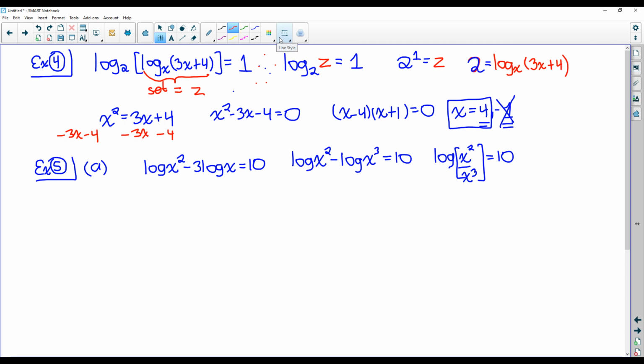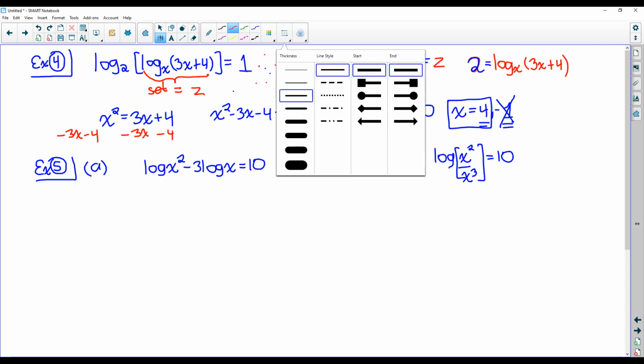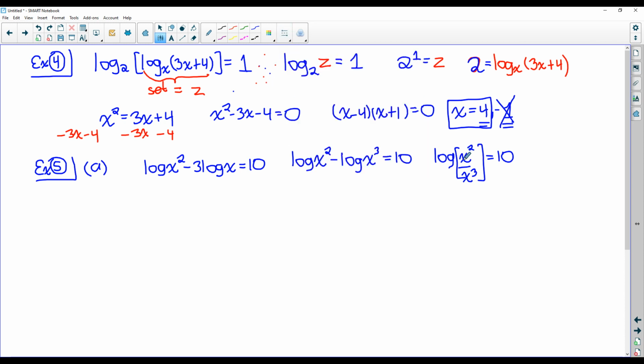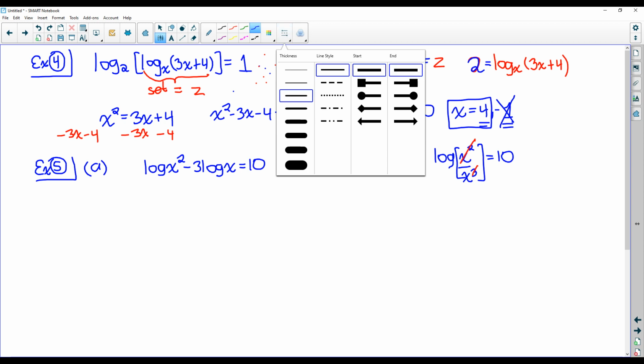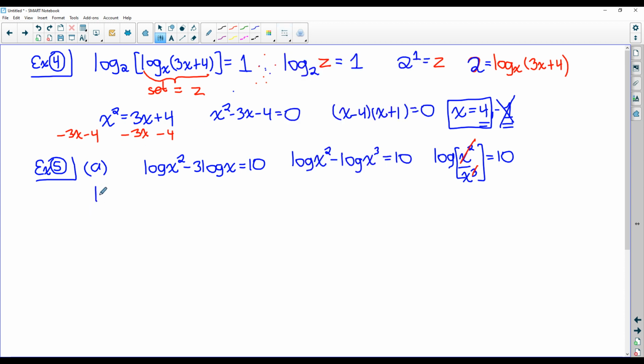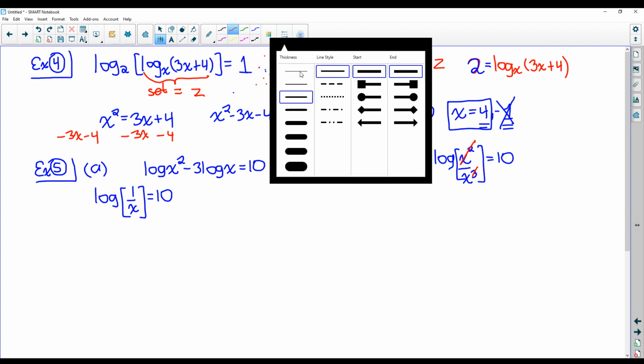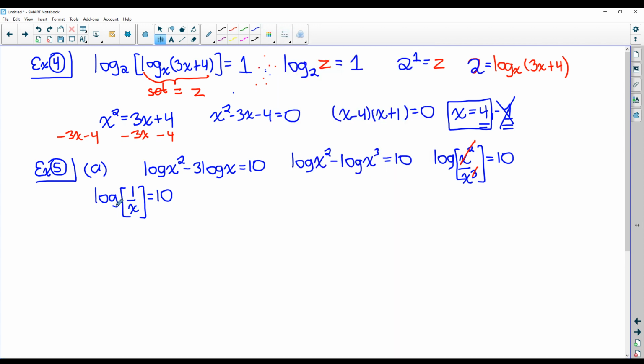Well, we're going to have some things cross off here. So the x squared on the top would cancel off everything but just x to the power of 1 on the bottom. So now I would just have log, and then we're going to have 1 over x would be equal to 10. Okay, to solve this, so even though we don't see the base, it does have a base that is 10.